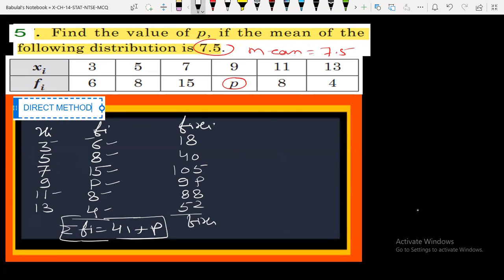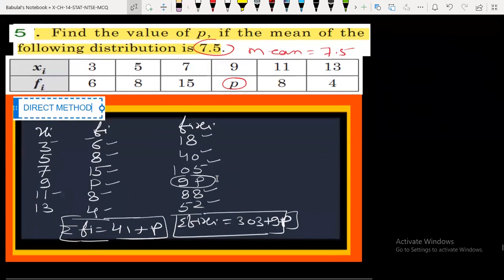And what is the sum of all the products of frequency and their corresponding class mark? That is 18 plus 40 plus 105 plus 88 plus 52. This we will add separately, it is 90. So that is 303 plus 9p. This is the sum we have got.